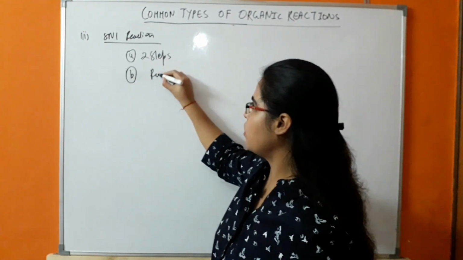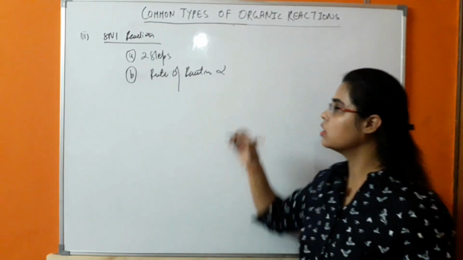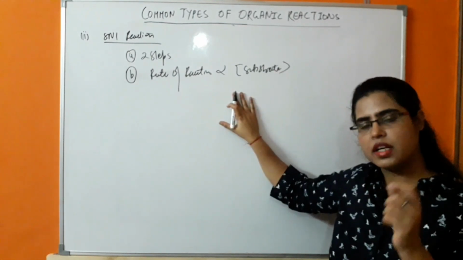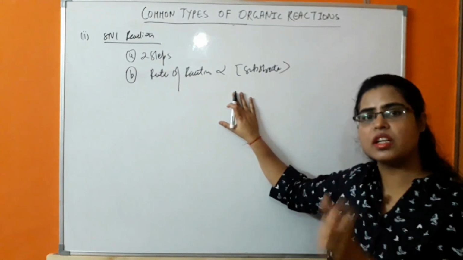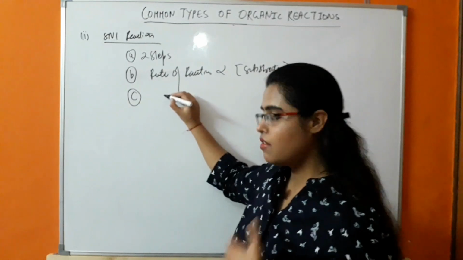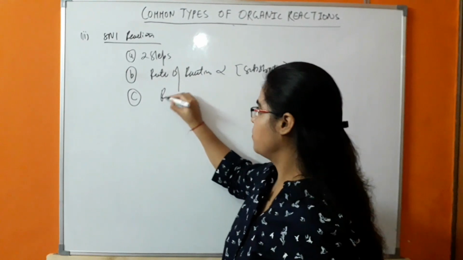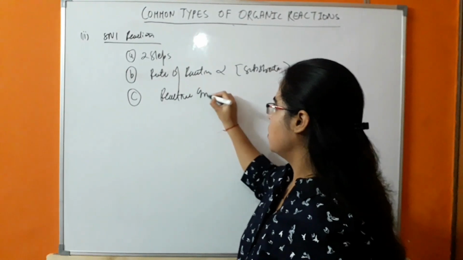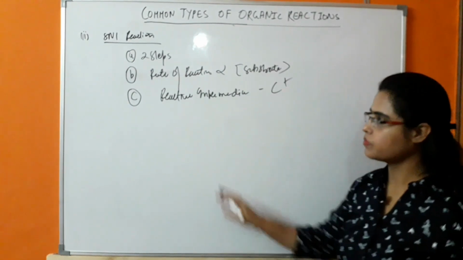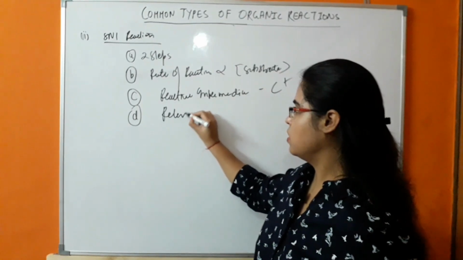B, the rate of reaction depends upon only substrate. Whereas in an SN2 reaction, the rate of reaction is dependent upon both the reactants, that is substrate and nucleophile. Third, C, there will be formation of reactive intermediate instead of transition state. Reactive intermediate is forming, which is carbocation. D, there will be retention of configuration.